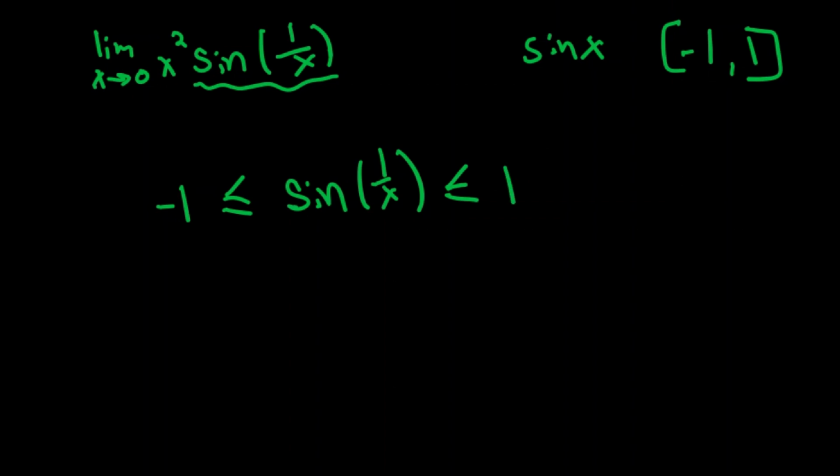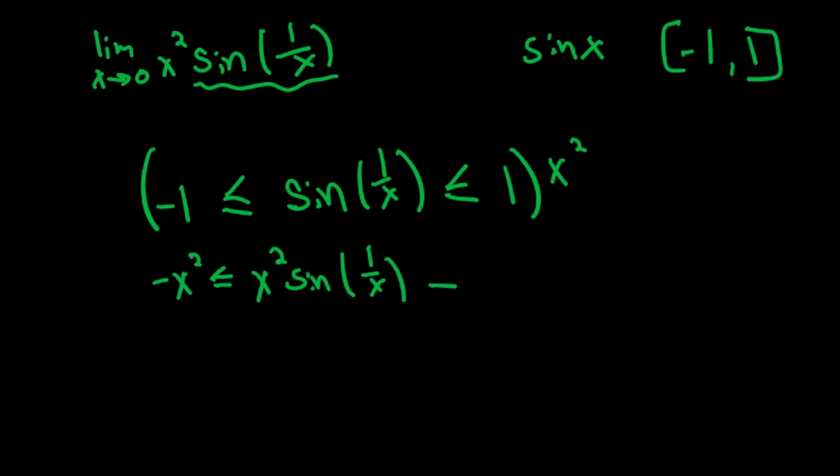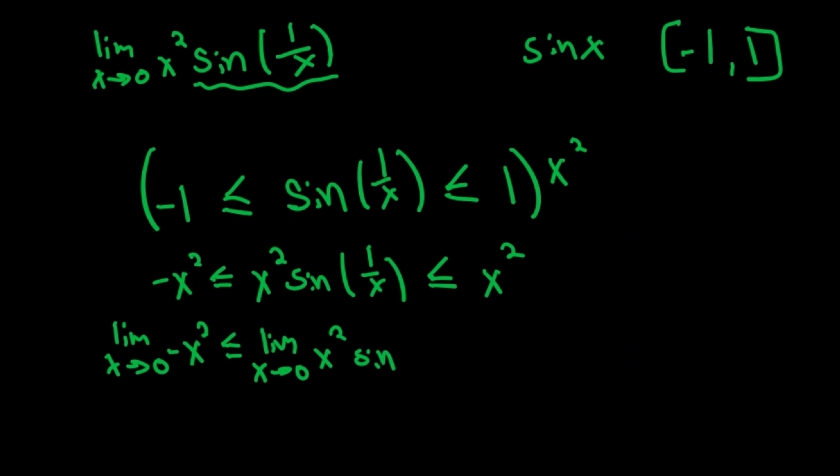However, this isn't exactly what we're trying to find the limit of. So we multiply everything by x squared. Now we have -x squared is less than or equal to x squared sine of 1 over x, which is less than or equal to x squared. There you go. That looks exactly like what we're trying to find. So now we need to apply the limit to everything. The limit as x approaches 0 of -x squared is less than or equal to the limit as x approaches 0 of x squared sine of 1 over x, which is less than or equal to the limit as x approaches 0 of x squared.